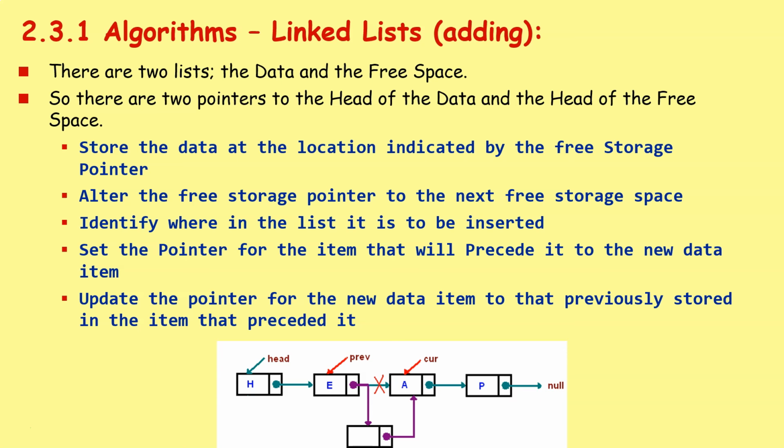We're adding something to our list. As you can see, E no longer needs to point to A, it needs to point to our new item, and our new item needs to point to A. This new cell has come from free space, so those pointers would need changing as well.